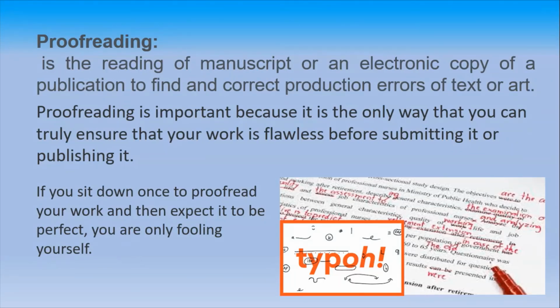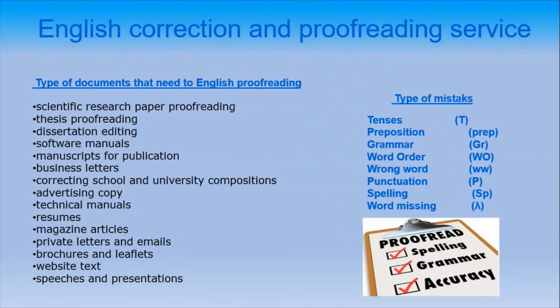When you write your project, a thesis, dissertation, or any article you want to publish, you have to do something named proofreading. So let's see what proofreading is. English correction and proofreading service: there is somebody who can help you do that. The types of documents that need English proofreading are scientific research papers or theses, dissertations, software manuals, manuscripts, business letters, etc.